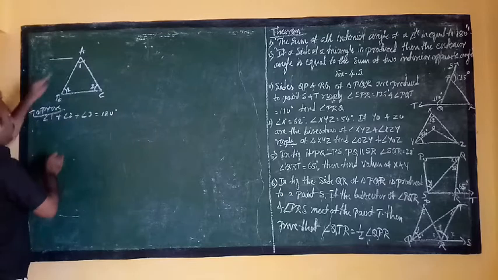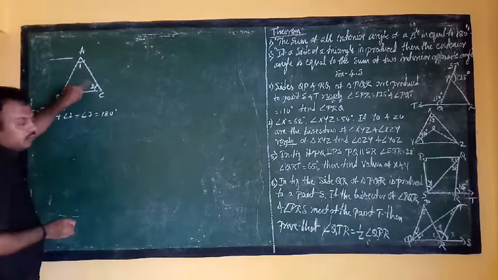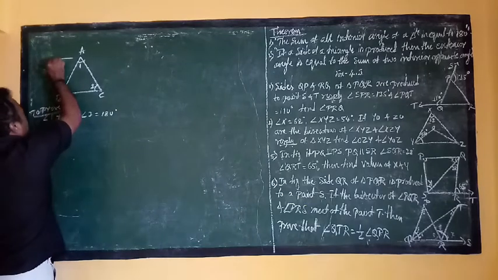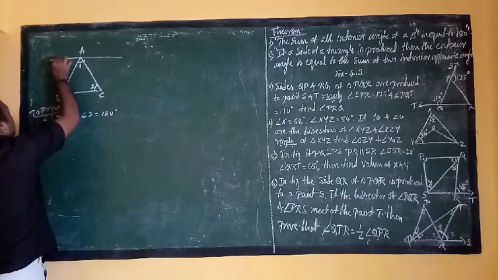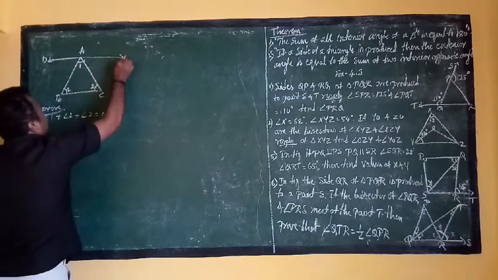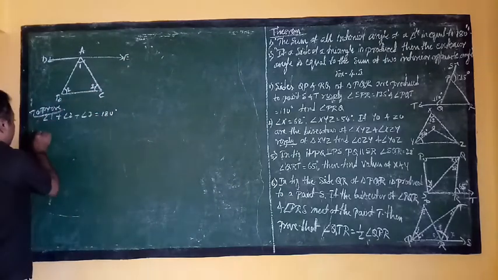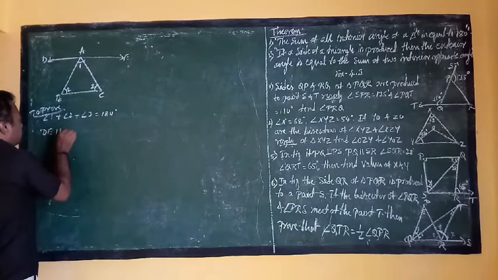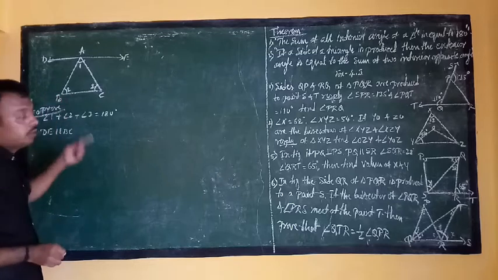Correct? So given a triangle ABC with interior angles, angle 1, angle 2 and angle 3. Next I will draw a line, which is called DE. This DE is parallel to BC. So draw DE parallel to BC, passing through the point A. DE is passing through the point A.